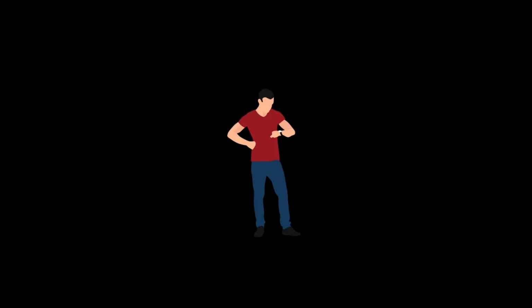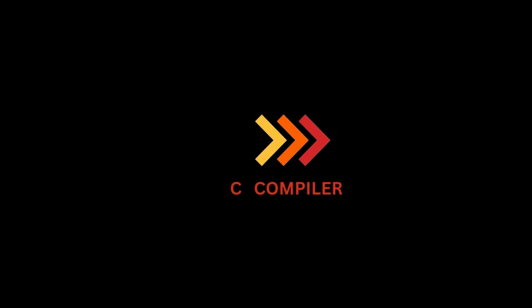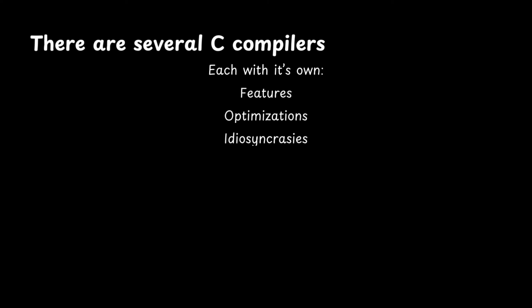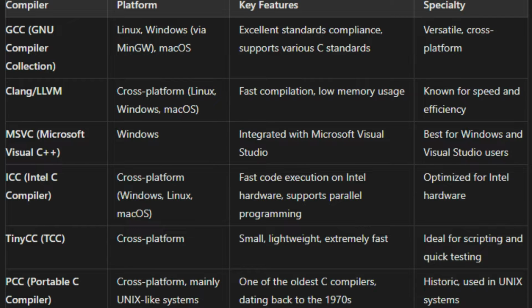But before we start, let's talk about C compilers in particular. C compilers are programs that translate C code into machine code so that it can be executed by the computer. There are several C compilers available, each with its own features, optimizations, and idiosyncrasies. Here's an overview of some of the popular C compilers and how they differ.